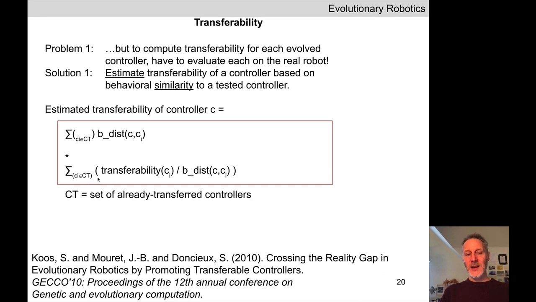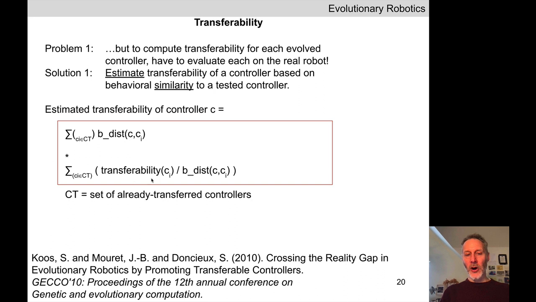We're going to sum up the transferability. How transferable was C sub I, the one that we sent to reality? How well did it cross the gap? And we're going to add it to our estimate of the transferability of C. We're going to decrease the weight of this particular weighted sum by the behavioral distance between C and C sub I.